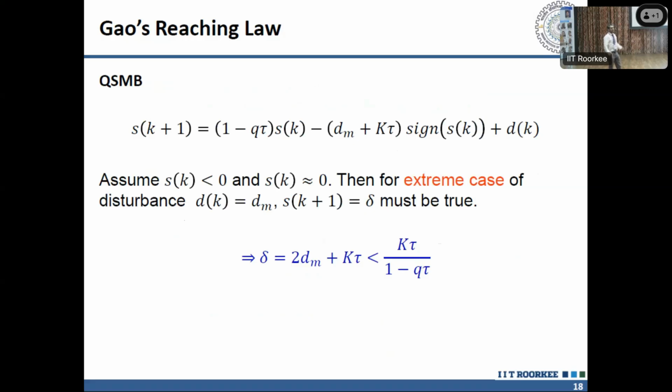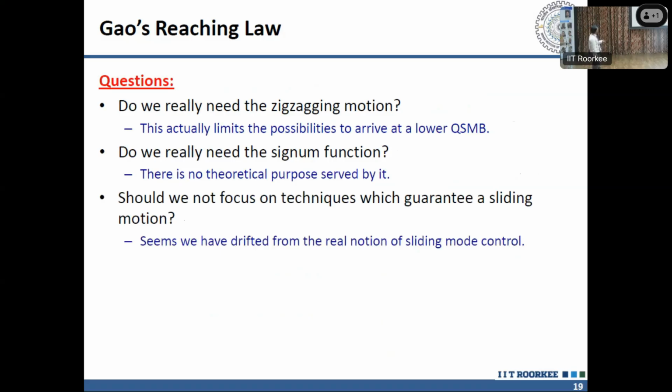So obviously there is a question that maybe we can make this better. There may be a possibility to make this better. That question was there in other researchers' minds as well, and these are the questions. Do we really need the zigzagging motion? Gao said that for the sliding mode, let us define it in this way. We have a zigzagging motion and it will be within a band. If we want to keep it within a band, why is the zigzagging motion needed?